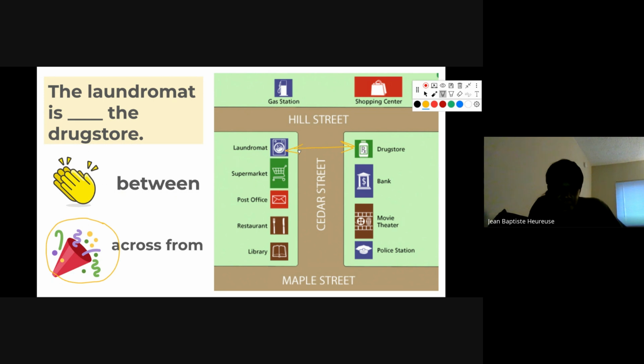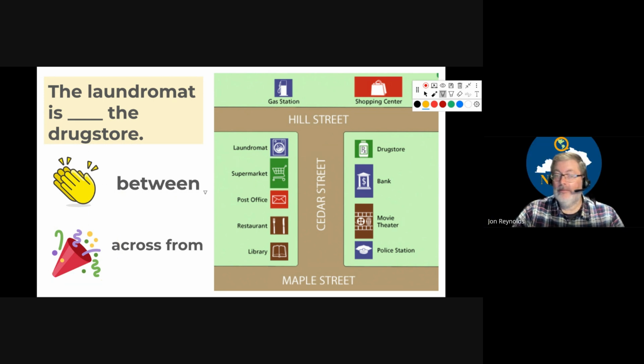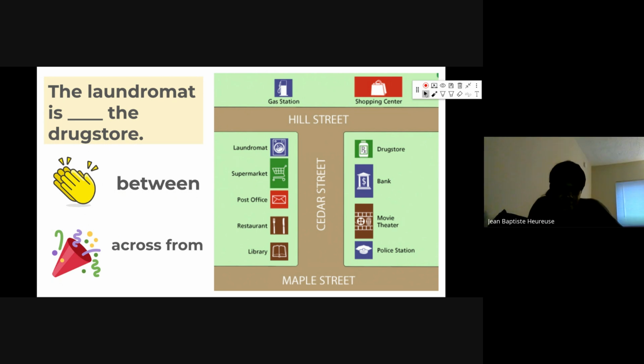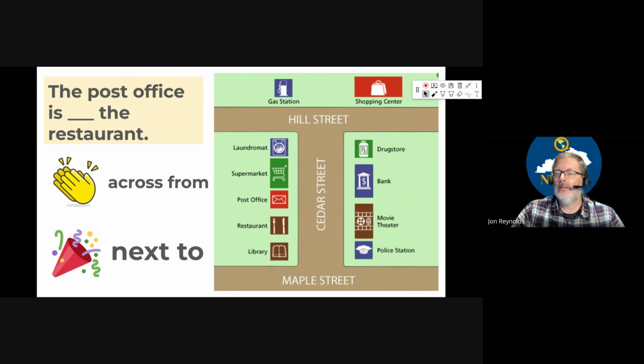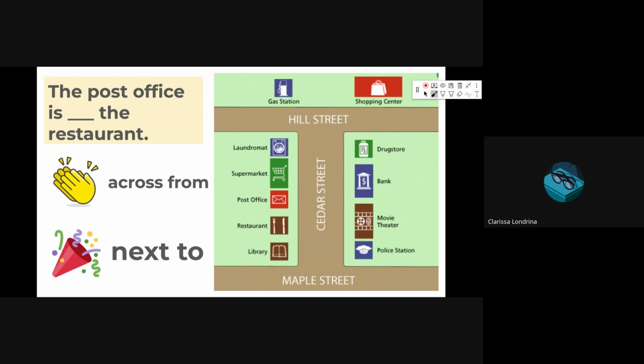So do we understand the activity? Yes. Okay, so here is the next one. The post office is the restaurant. So is it across from or next to? You choose the emoji. Wow, you guys are good.